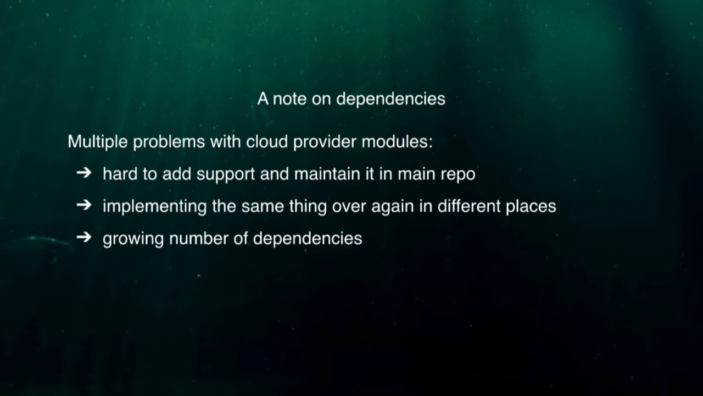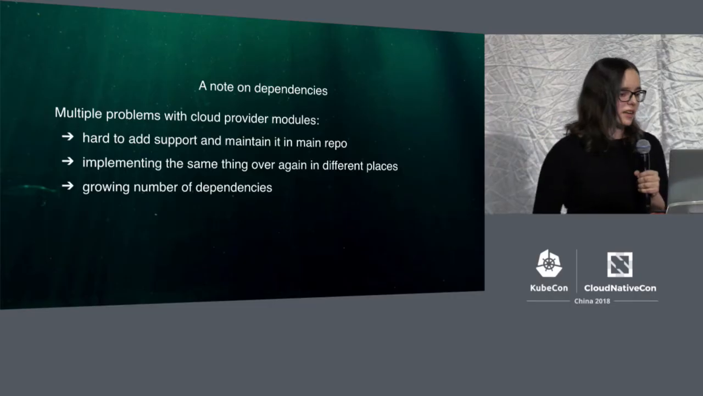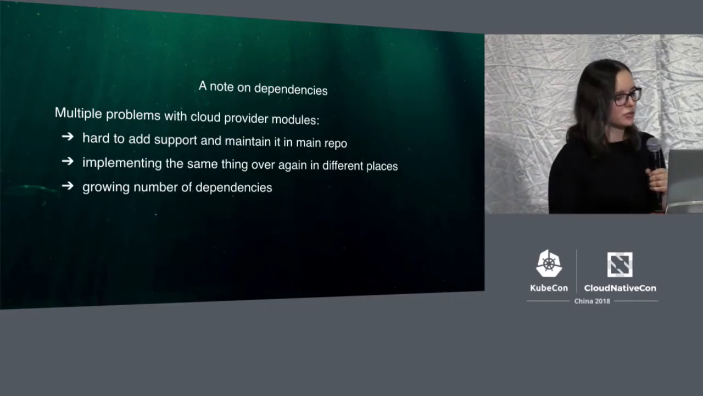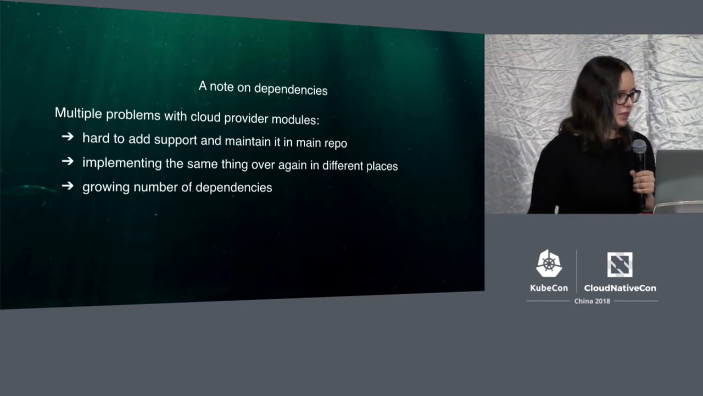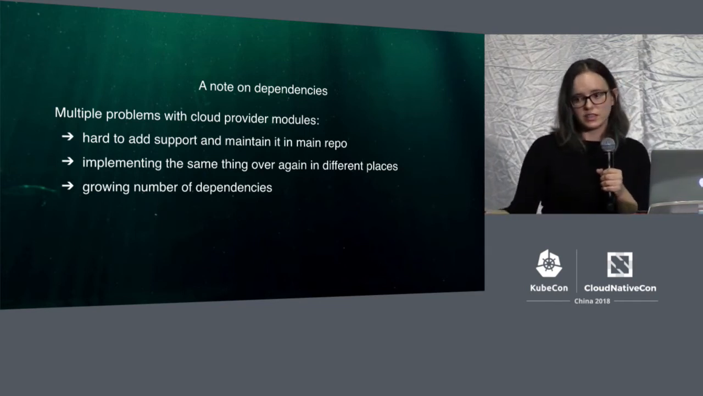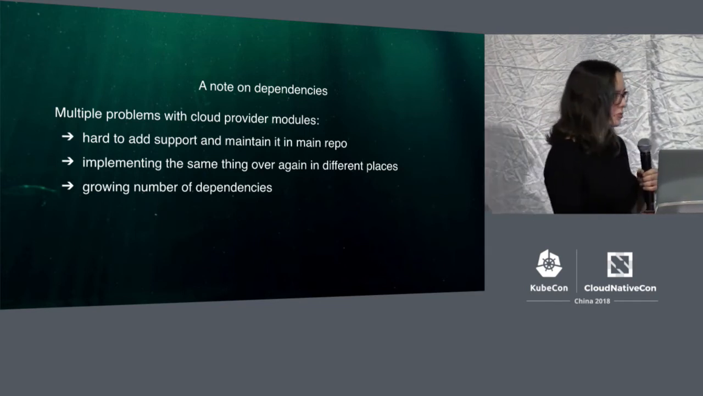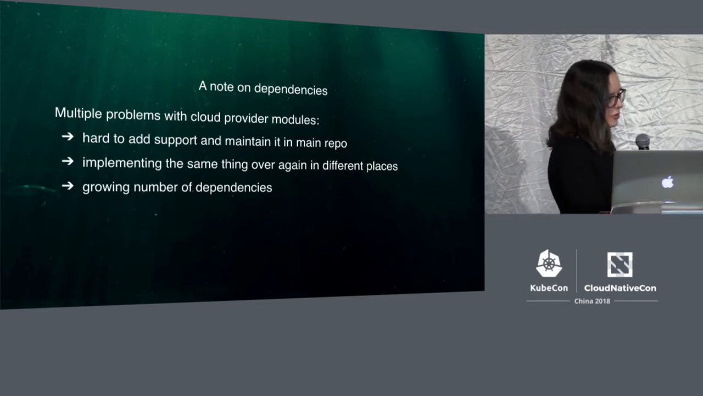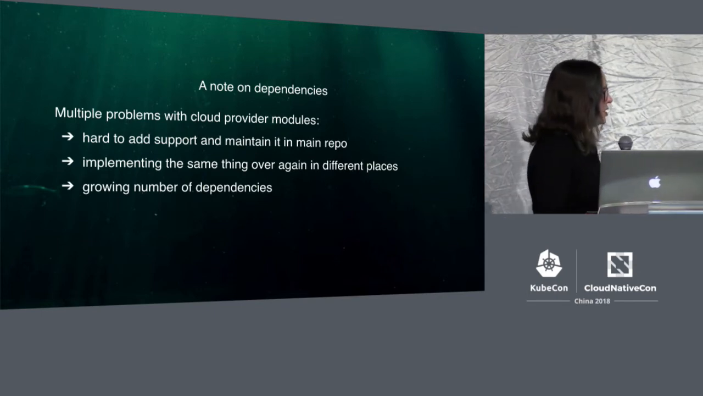So a small note on dependencies. There are obviously multiple problems with cloud provider modules. It's hard to add support to a new cloud and hard to maintain it in the main repo. There are cluster autoscaler releases, and if an update to your cloud requires a release to be rolled out, then, well, you may have to wait for that release, and it puts an extra burden on maintainers, and all of this has to be reviewed by people who will never run your code and stuff like that.